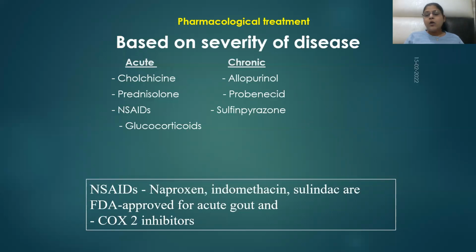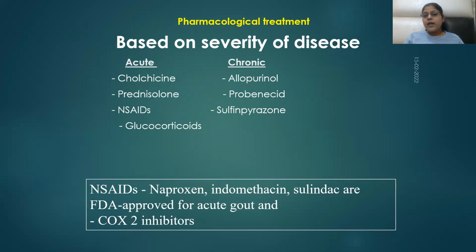Based on severity of the disease, for acute gout we have colchicine, which inhibits the release of inflammatory mediators and the release of neutrophils and macrophages in the synovial tissue, and inhibits the release of lysosomal enzymes. It also inhibits the release of the glycoprotein in the joints, which causes pain and inflammation. Prednisolone and NSAIDs are known to reduce the pain and inflammation.